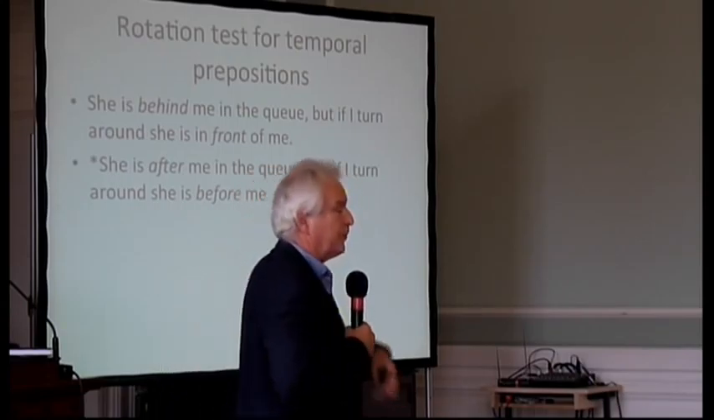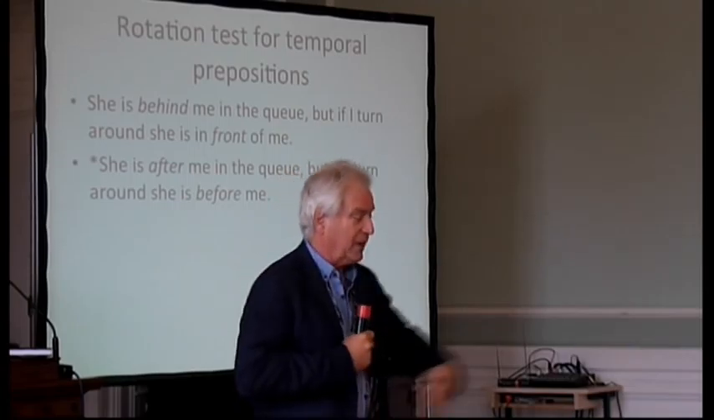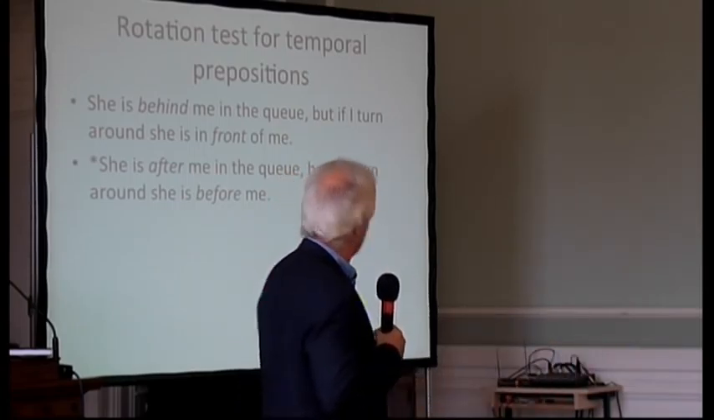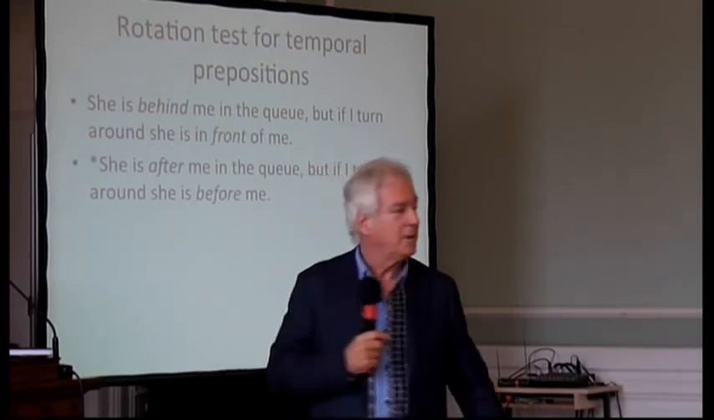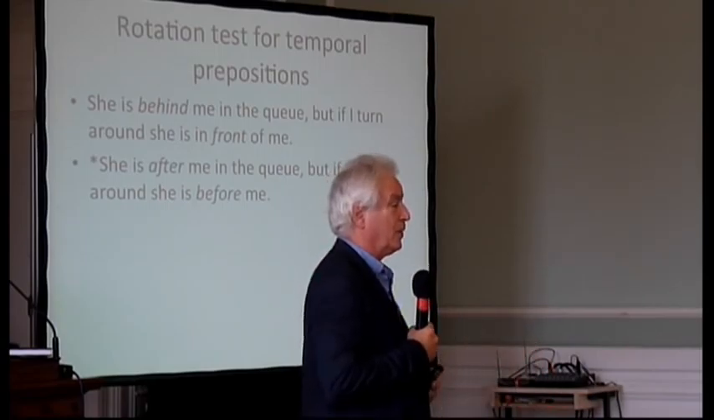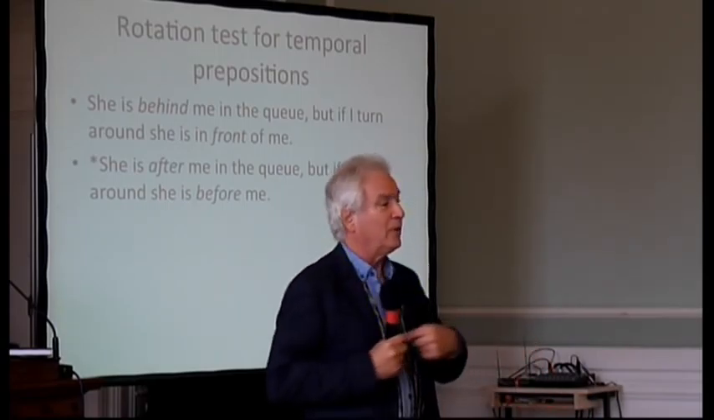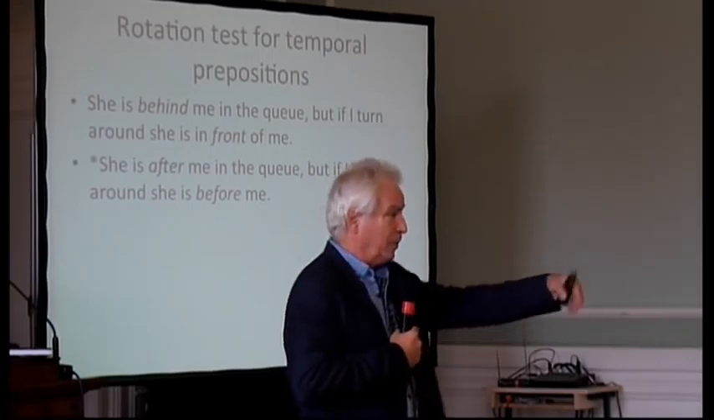Okay, here are the temporal prepositions after and before, and here's my rotation test. Behind and front, that's spatial prepositions, as I said. If I'm standing in the queue, I can say that she's behind me in the queue, but if I turn around, she would be in front of me. But I wouldn't say she's after me in the queue, and if I turn around, she will be before me. No, because before and after have to do with the temporal relation of the queue.